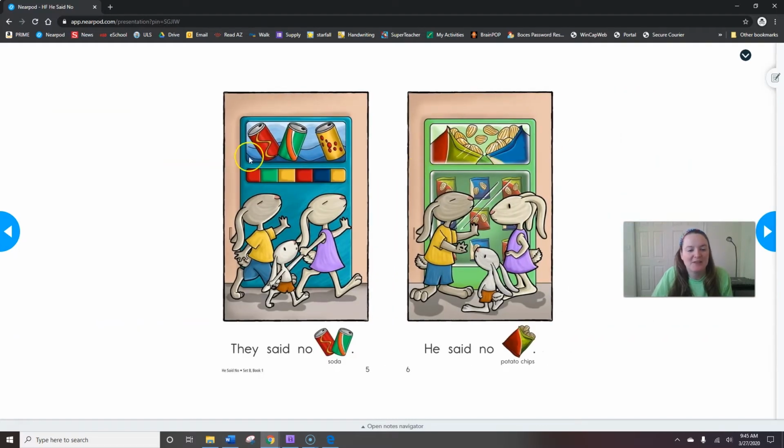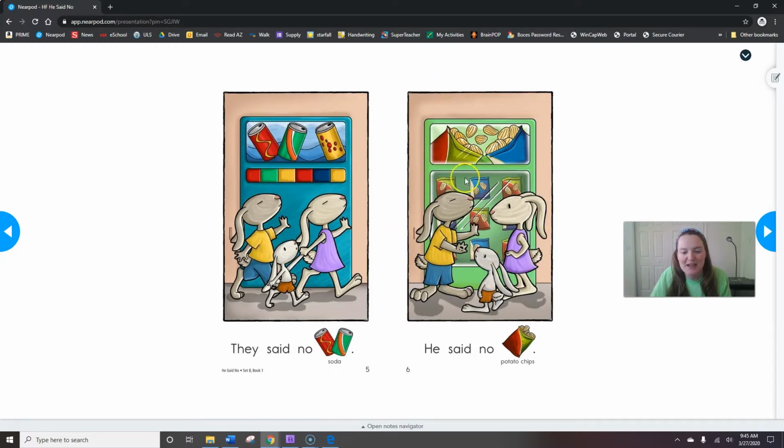All right. So now they're passing a soda machine. And I can see in the picture that dad says no and mom says no. So when both of them say no, it says they. So let's read this page. They said no soda. Can you read it with me? They said no soda.